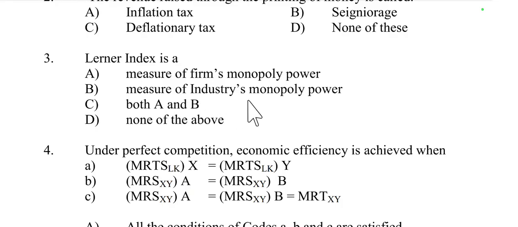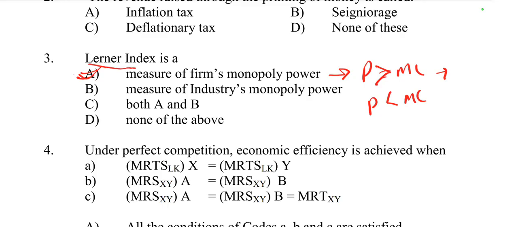Then question number 3: Lerner index is a measure of a firm's monopoly power, an industry's monopoly power, or both or none. The Lerner index is the monopoly power of a firm, not industry monopoly power. It is the single unit. The Lerner index measures the degree of market power a firm possesses by comparing its price to its marginal cost. When price is greater than marginal cost, the firm earns profit, and when price is less than marginal cost, it will suffer loss. This is the relation between price and marginal cost, which we measure by the Lerner index. So option A is correct.